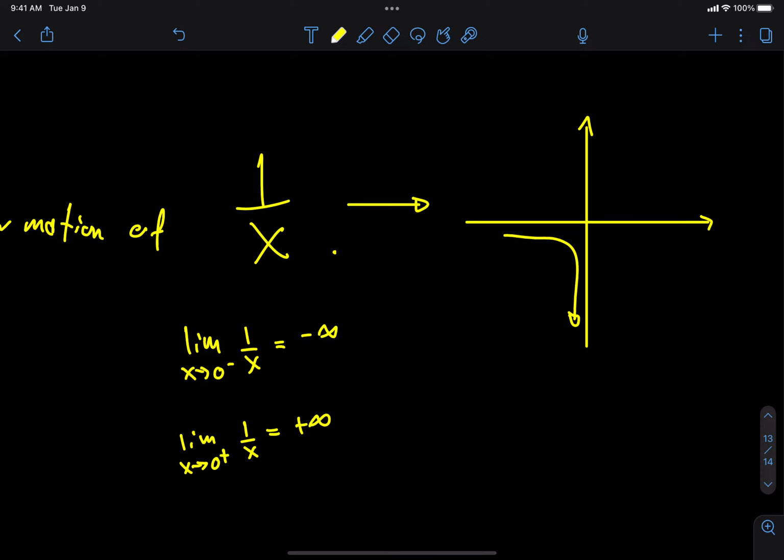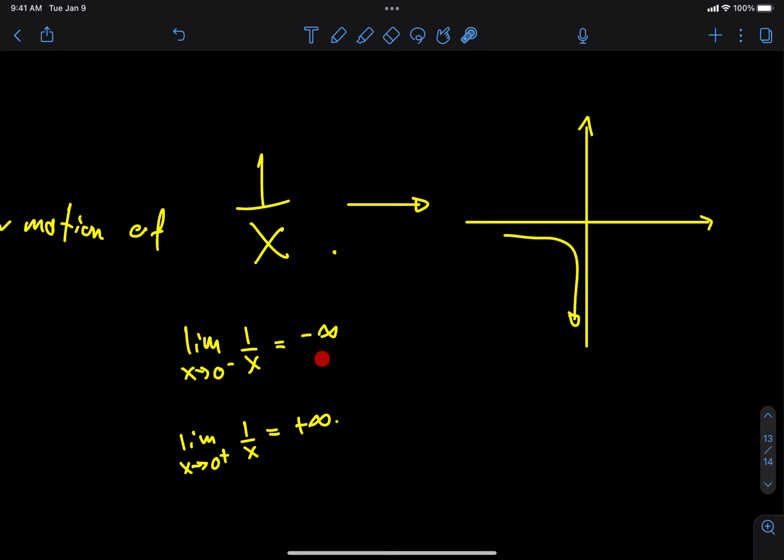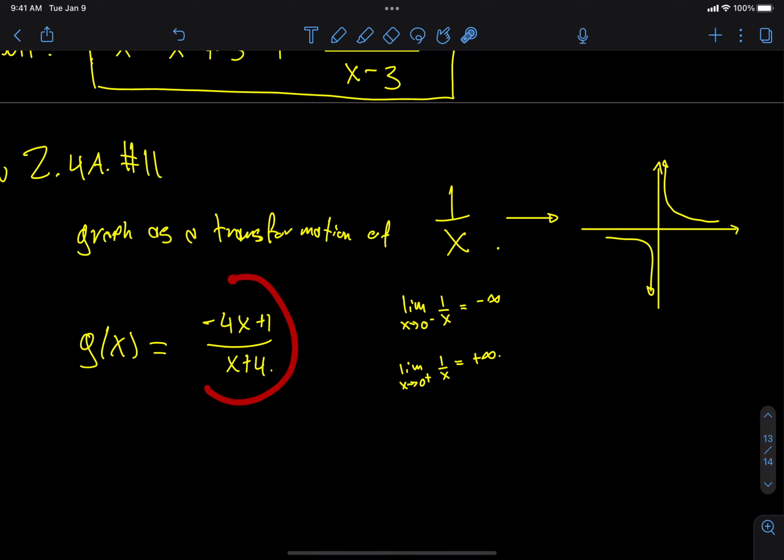And if you want a review of how we do these sorts of limits, you can go back to the Tuesday office hours review session. There's some more detail on how we do these limits. Loosely speaking, this tells us that we have up on the right side and down on the left side. So we are going to view this as a transformation of 1 over x.